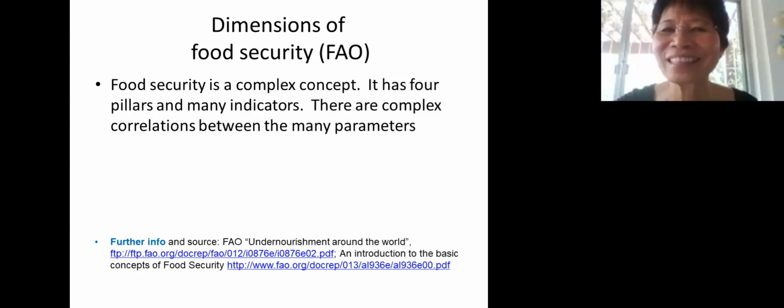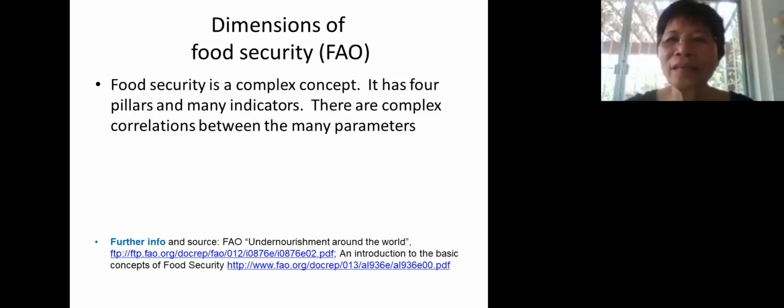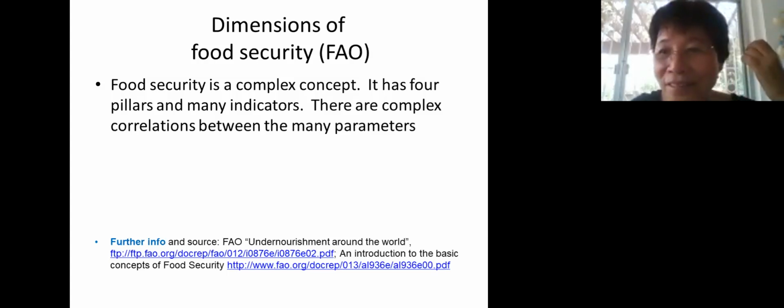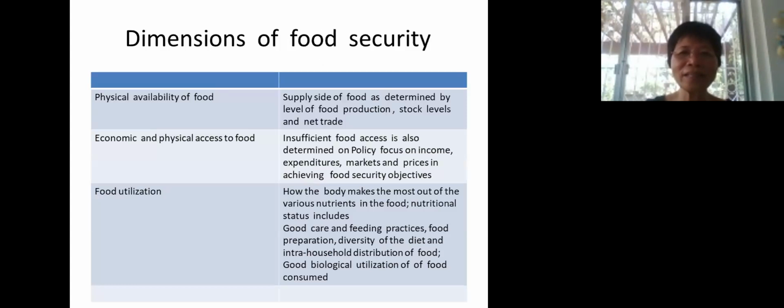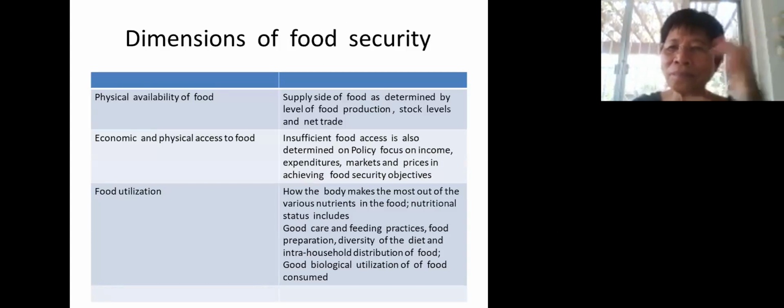Like war and conflict. Okay, according to the Food and Agriculture Organization, FAO, food security is a complex concept. It has 4 pillars and many indicators, and there are complex correlations between many parameters. So it's a very complex concept, and we'll try to understand it. As we mentioned, the very first one is physical availability of food. This is the supply side of food as determined by the level of food production, stock levels, and net trade.